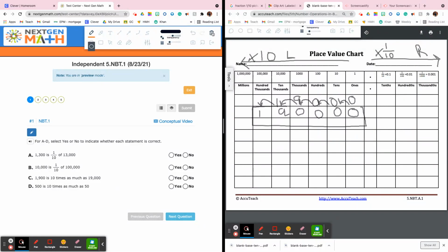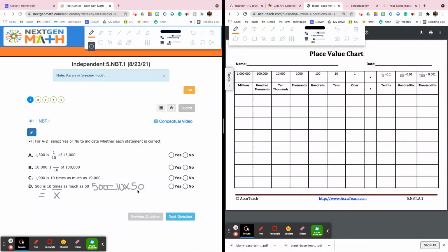Last question. 500 is 10 times as much as 50. The word is stands for equal. The word times stands for multiplication. Writing my math sentence, 500 equals 10 times 50. My first step is to put my number on the place value chart. So let me go ahead and do that. I'm going to write 50, not 500, but 50, because I'm looking at the numbers that are inside the equation, which is 10 times 50.